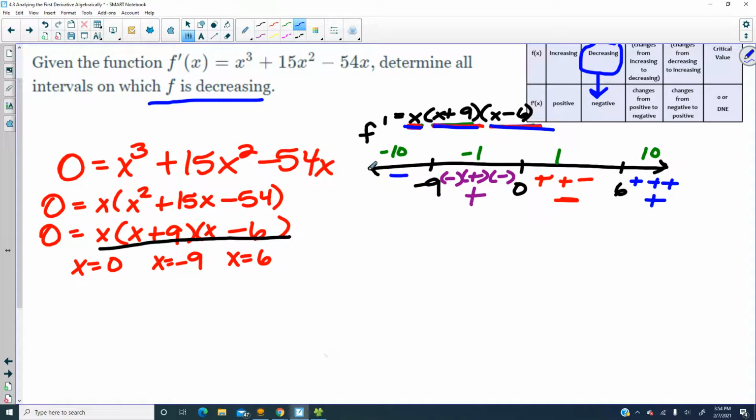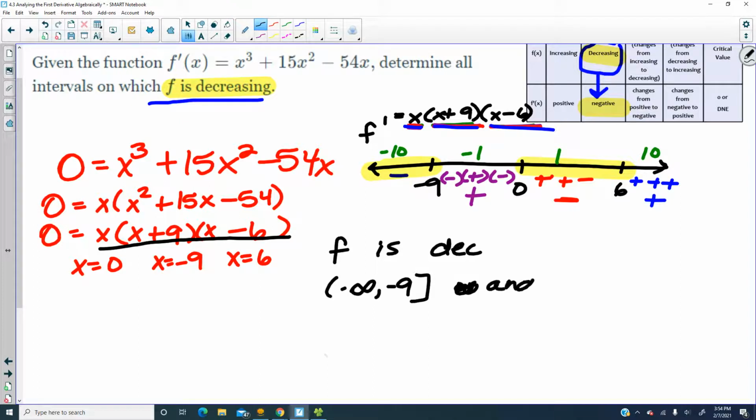So now I want to use my sign chart and determine where f prime is positive. Or sorry, where is f decreasing? F is decreasing when f prime is negative. So it looks like here from negative infinity to negative 9, and then from 0 to 6. So I can say that f is decreasing from negative infinity to negative 9, and also from 0 to 6.